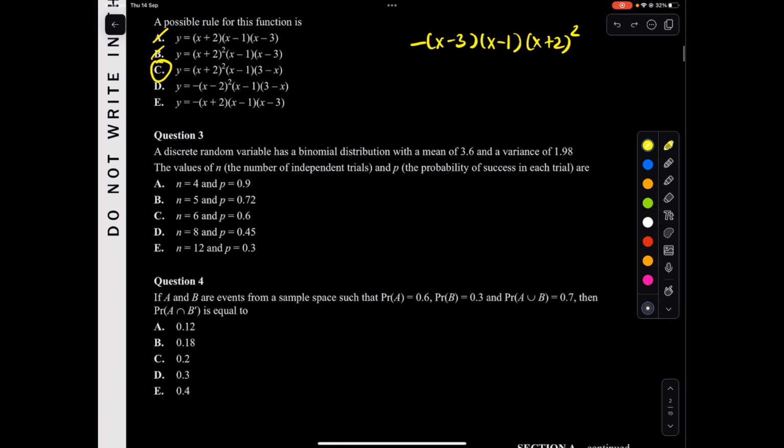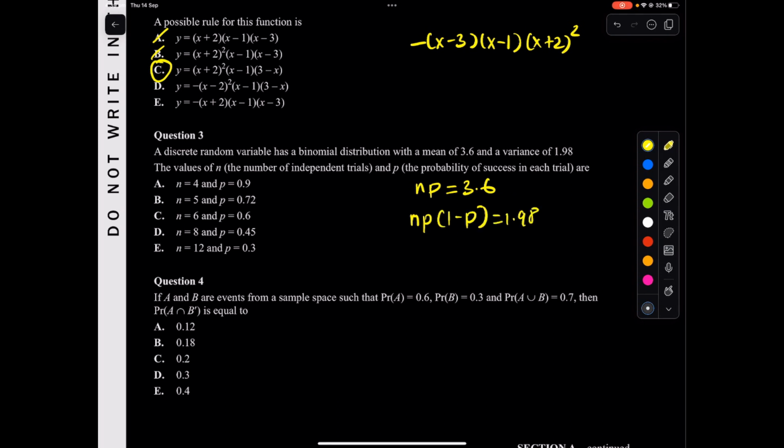A discrete random variable has a binomial distribution with a mean of this and a variance of this. The values of n, the number of independent trials, and p, the probability of success in each trial, are what? So we know that np, the expected value, the mean, is 3.6. And the variance, which is np(1 minus p), is 1.98.